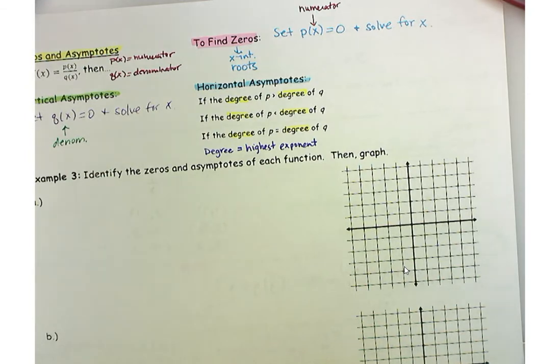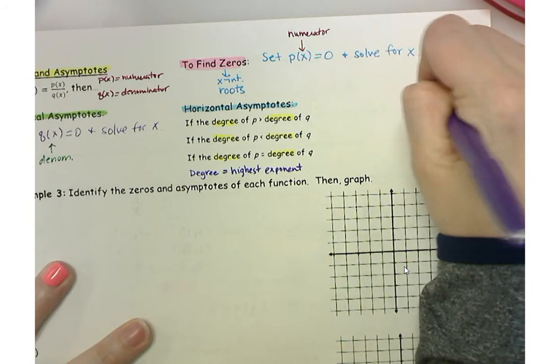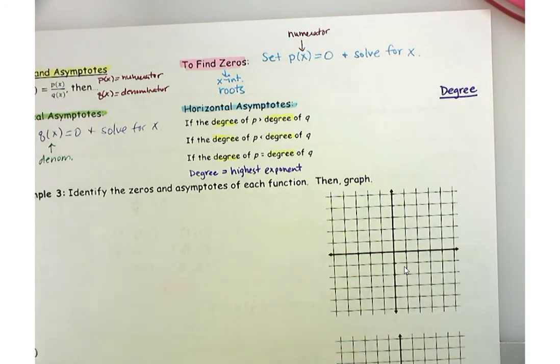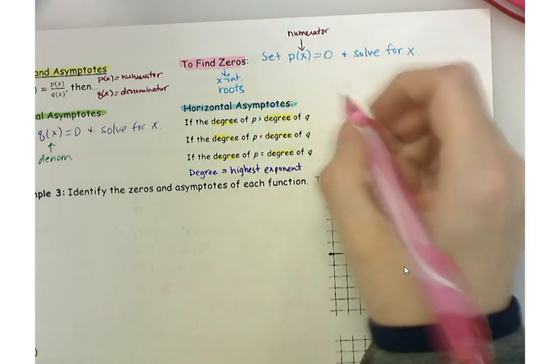If the degree of the numerator is less than the degree of the denominator, then your asymptote is going to be y equals 0. So that's if the degree of the top is less than the degree of the polynomial in the bottom.